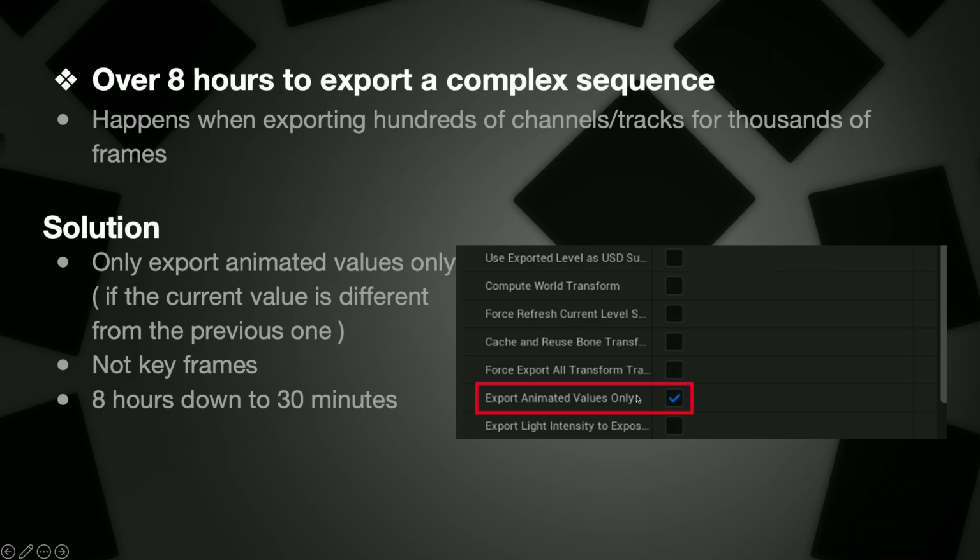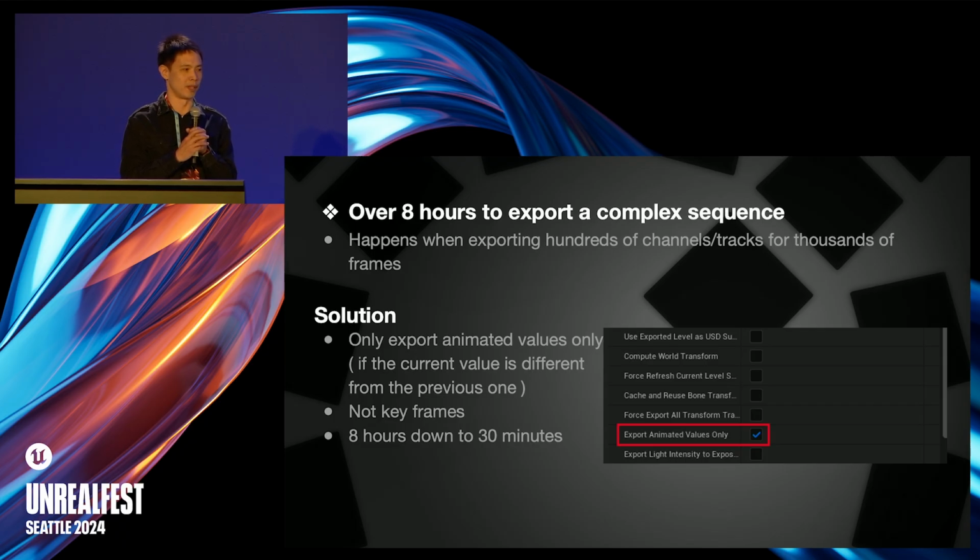Next, there are some level sequences that took over 8 hours to export, in which there are hundreds of channels and tracks for thousands of frames. So if we see something wrong in that case, we will need to wait for another 8 hours, meaning another day, to change something. So our solution is to create a new option in the USD export options that only exports animated values.